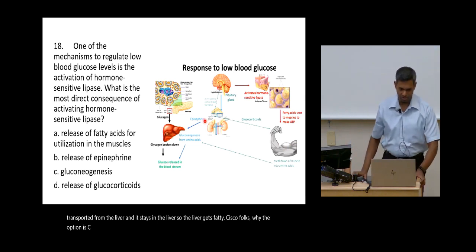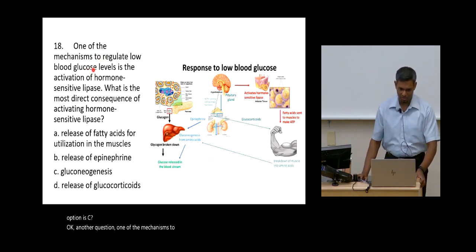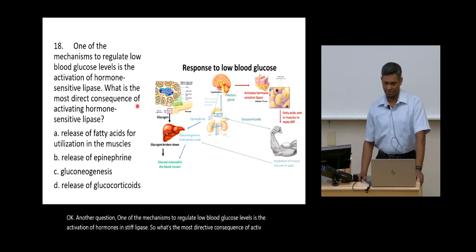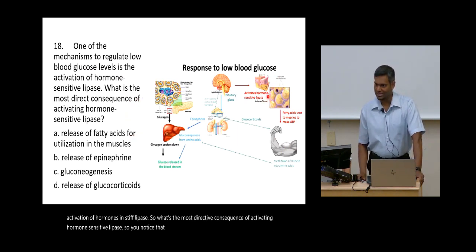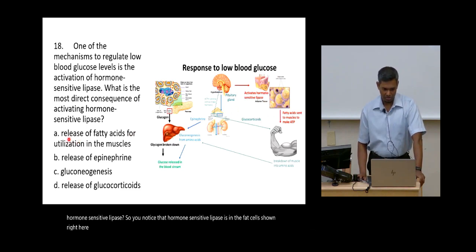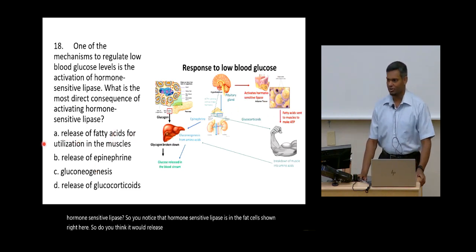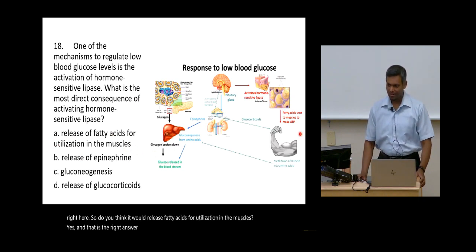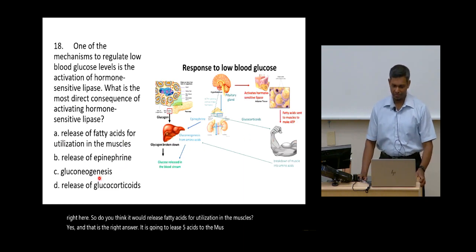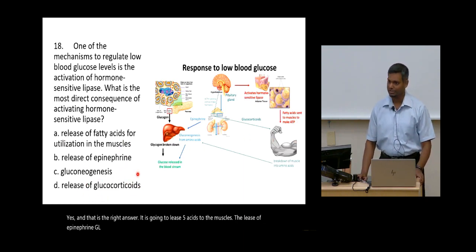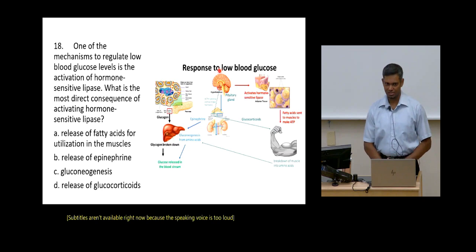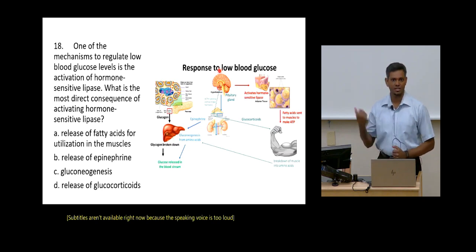Okay, another question. One of the mechanisms to regulate low blood glucose levels is the activation of hormone sensitive lipase. So what is the most direct consequence of activating hormone sensitive lipase, right? And so you notice that hormone sensitive lipase is in the fat cells shown right here. So do you think it would release fatty acids for utilization in the muscles? Yes, and that is the right answer. It is going to release fatty acids to the muscles. The release of epinephrine, gluconeogenesis, and release of glucocorticoids are linked to the other three mechanisms to raise the blood glucose levels if there is a drop. Okay, so this is a question based on this mechanism.